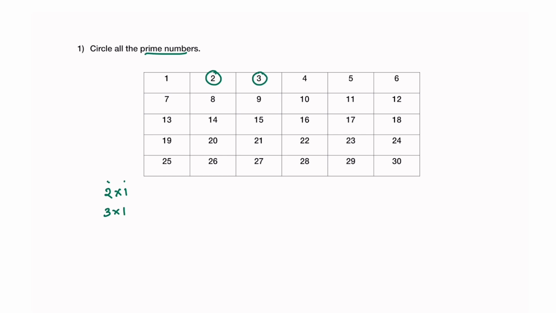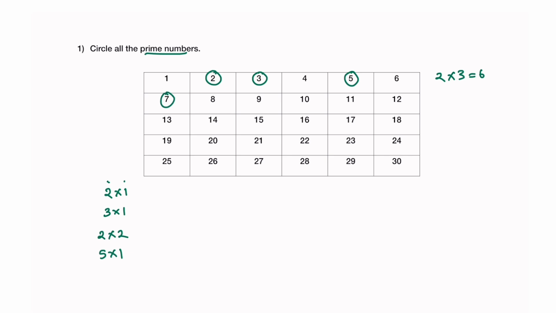4. How can you write 4? You can write 4 as 2 times 2, right? So 4 is not a prime number. A number is a prime number only if it has two factors, and those two factors are the number itself and 1. And 4 is an even number, so of course it's not going to be a prime number. 5, we can write this as 5 times 1 only. There's no other way. So this is a prime number. 6, even number. So outright you can say that it is not a prime number. And also 6 can be written as 2 times 3, right? So this is not a prime number.